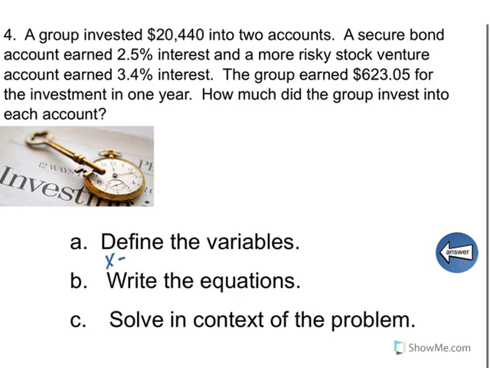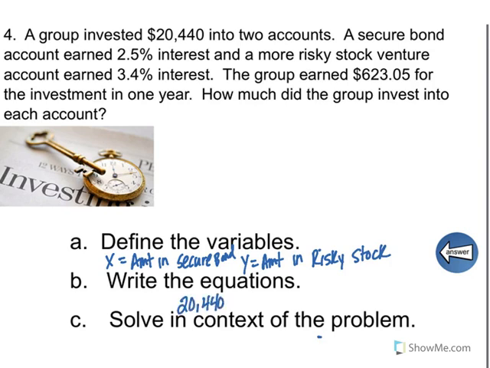So we're looking for the amount invested in each account. So x would be the amount in the secure bond, and y would be the amount in the risky stock. Now we have two totals. Our two totals are $20,440 and $623.05. My first equation, since that's talking about the total amount invested in the 2 accounts, would be x plus y is equal to $20,440. The amount invested in the secure bond plus the amount invested in the risky stock equals $20,440.